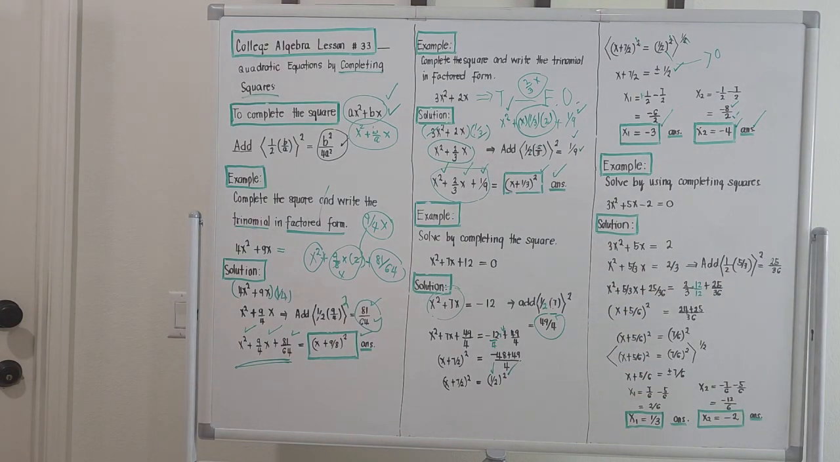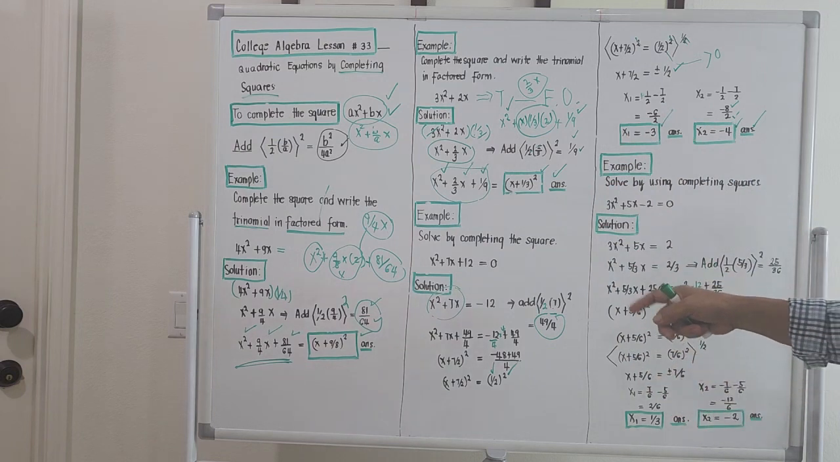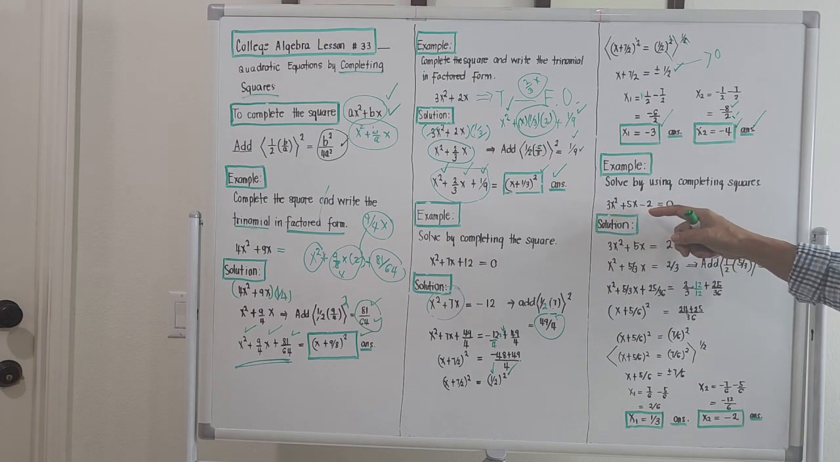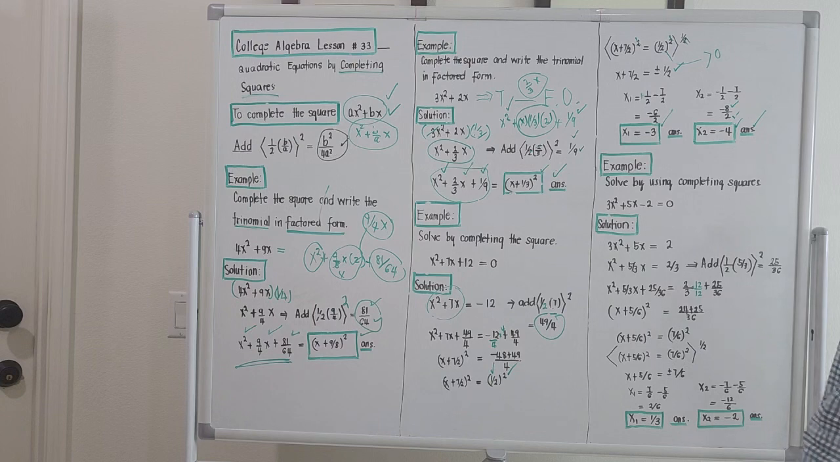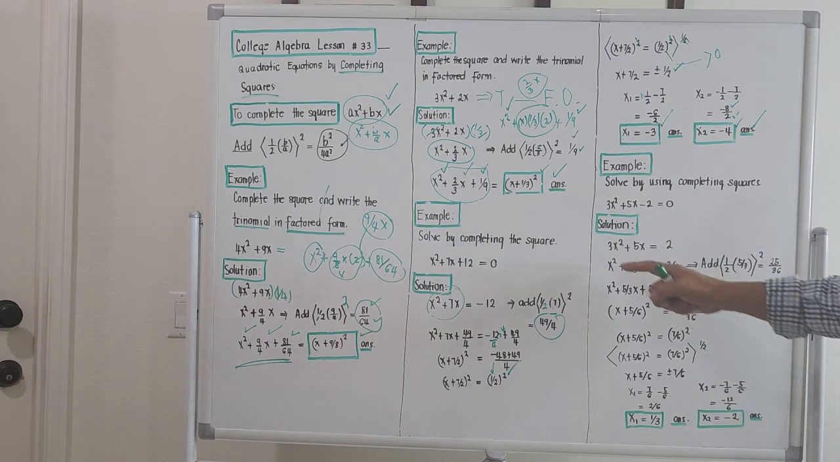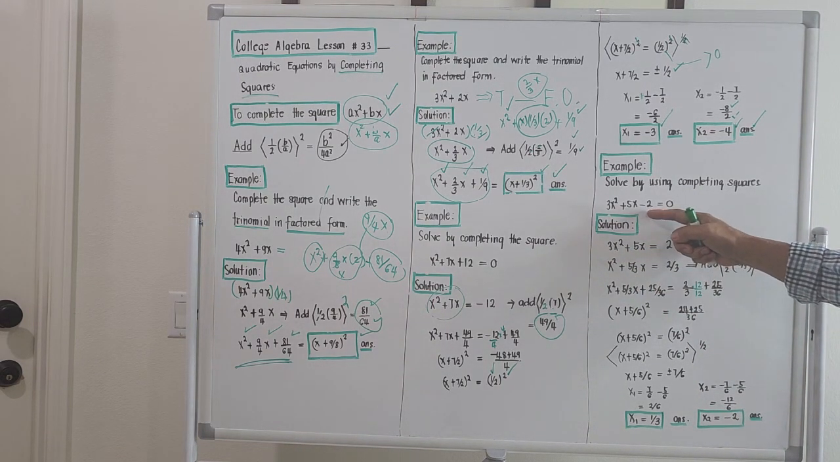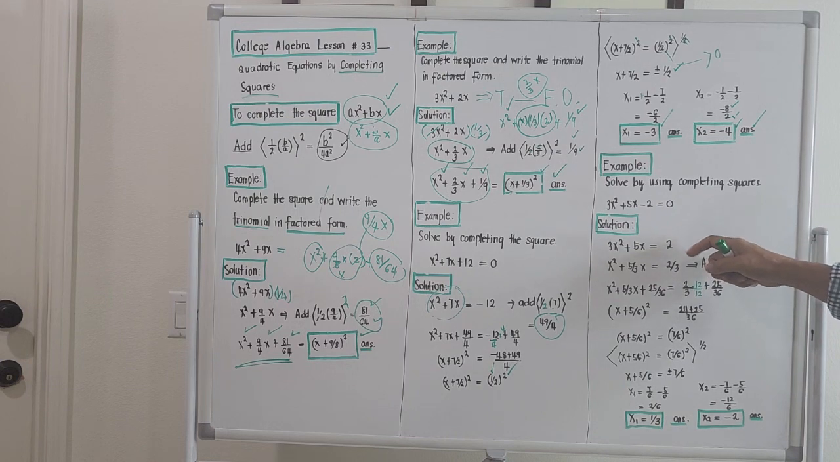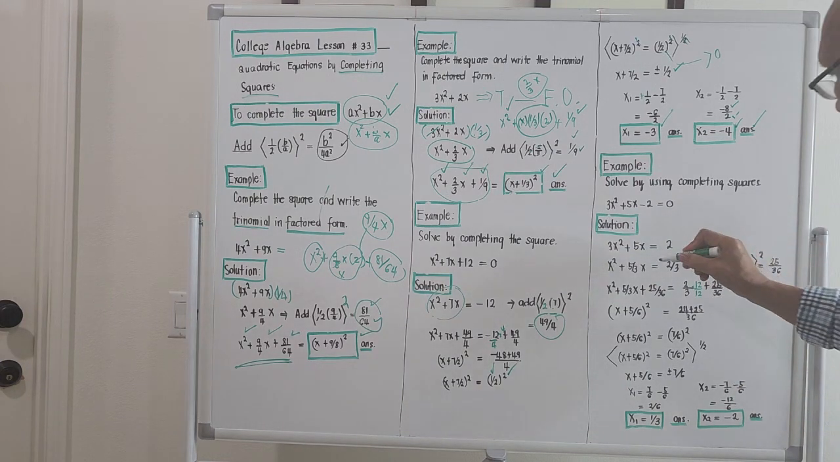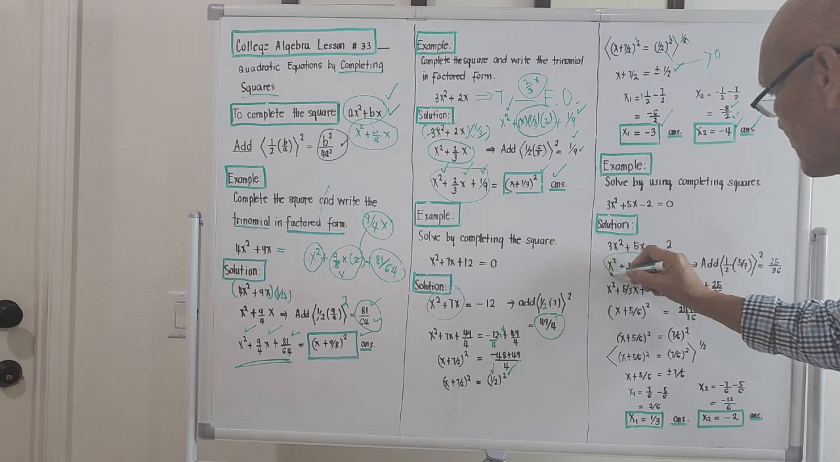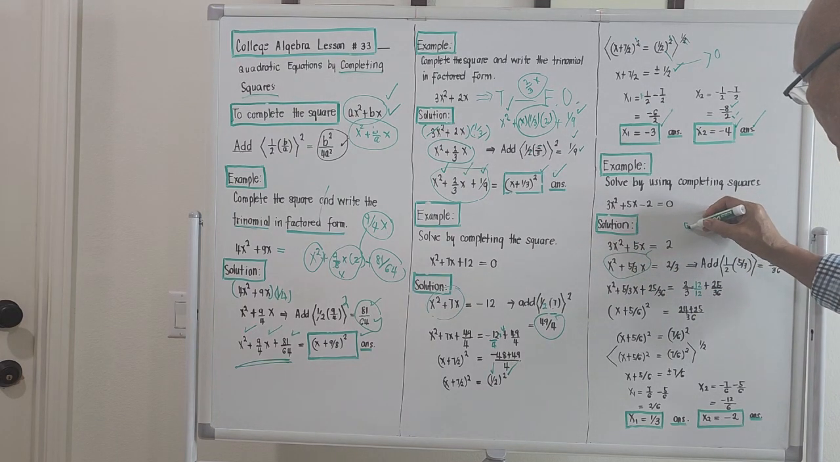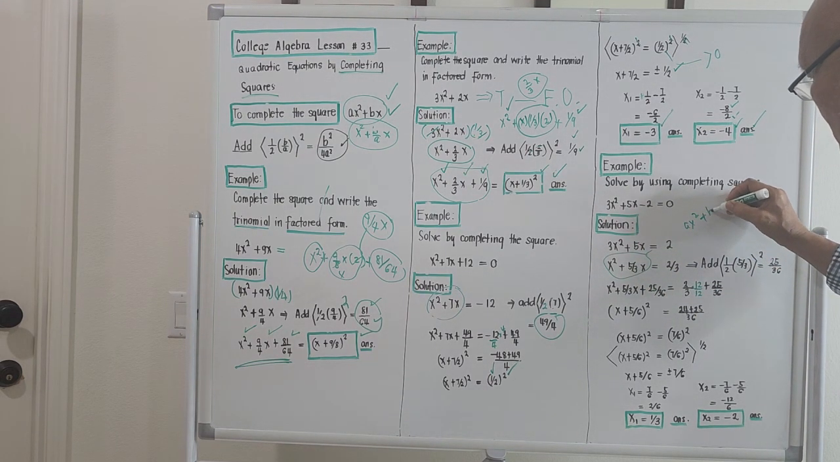Oh, last example for this morning. Solve by using completing squares. We are given the quadratic equation, 3x squared plus 5x minus 2 equal to 0. Solution. 3x squared plus 5x, we place this on the right. This should now be positive 2. The left hand side after the transposition is of the form ax squared plus bx.